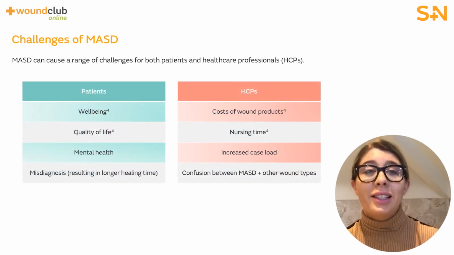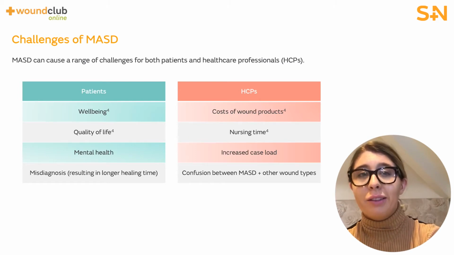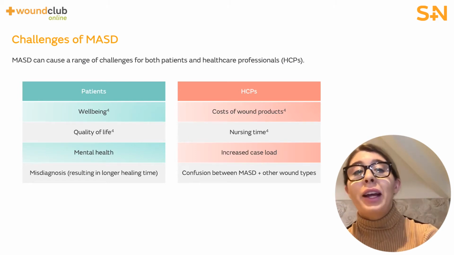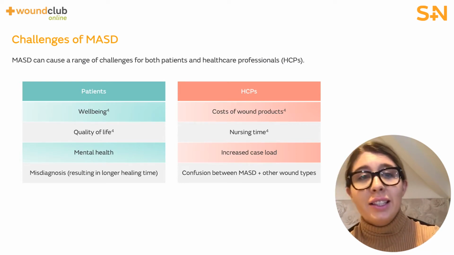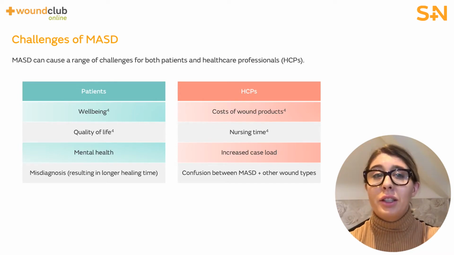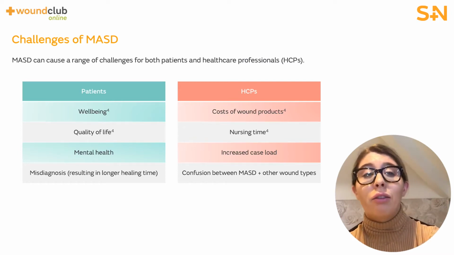MASD represents a significant problem and can have a negative effect on patients' well-being and quality of life. The development of MASD involves more than just bodily fluids alone. Rather, skin damage is attributable to multiple factors, including chemical irritants within the moisture source, its pH, associated microorganisms on the skin surface, and mechanical factors such as friction. This can cause significant distress to the patient and affect their well-being and their quality of life.